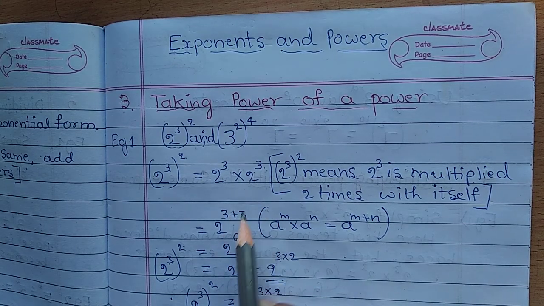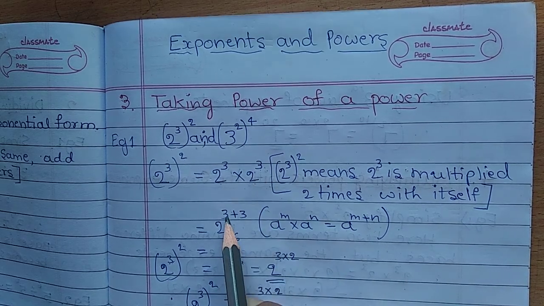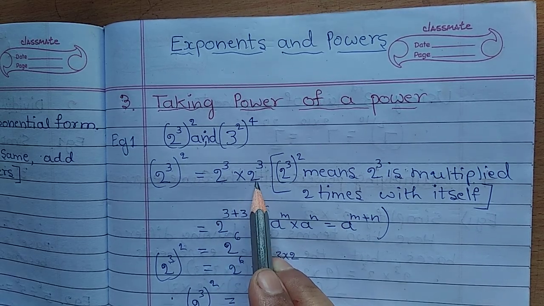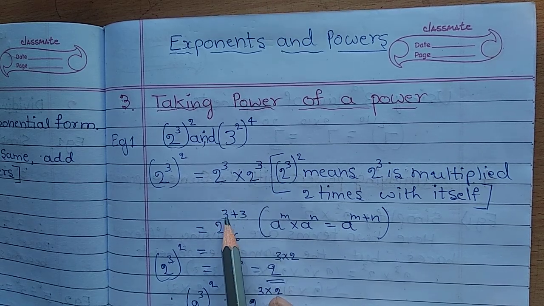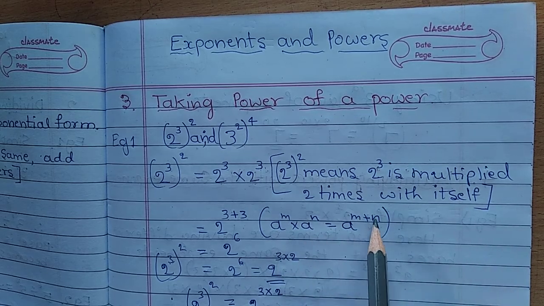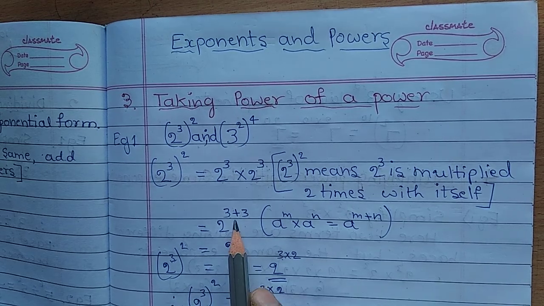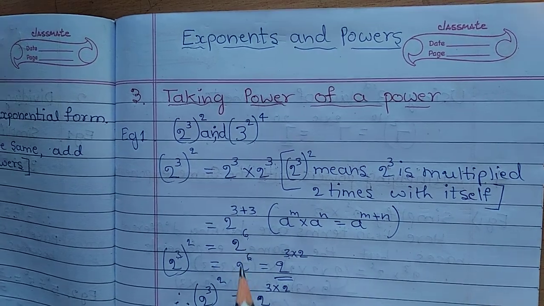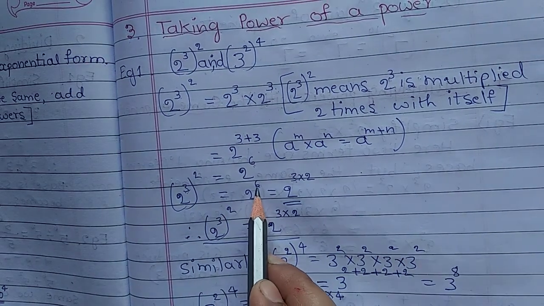According to first law of exponent, here bases are same, so we can add the powers. 2 raised to 3 plus 3, because a power m into a power n is equal to a power m plus n according to first law. So that is equal to 2 raised to the power of 3 plus 3 is 6. So 2 cube whole square is equal to 2 raised to 6.